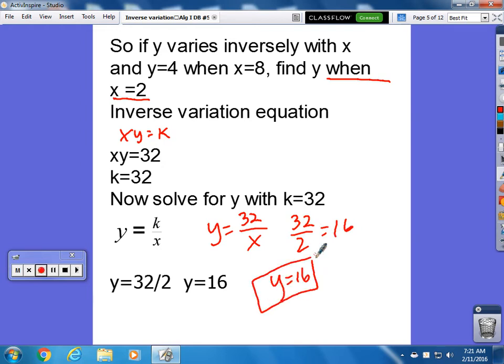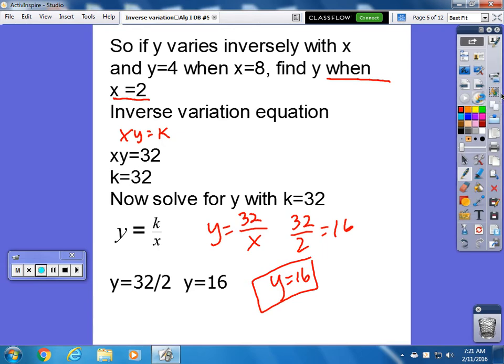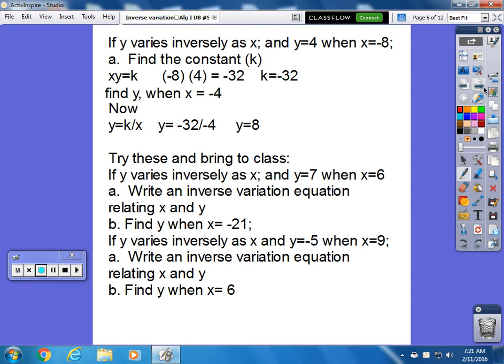Again, it's important that you distinguish between the two variations. Direct variation, y equals kx. Inverse variation is xy equals k or y equals k divided by x. Whichever you prefer to learn, you can change from one to the other because you know how to use an equation. So now let's look at another problem.